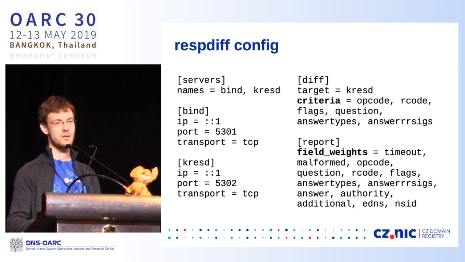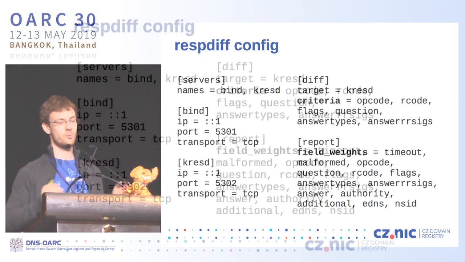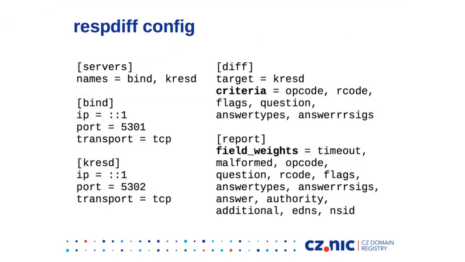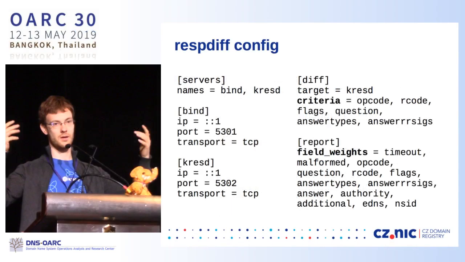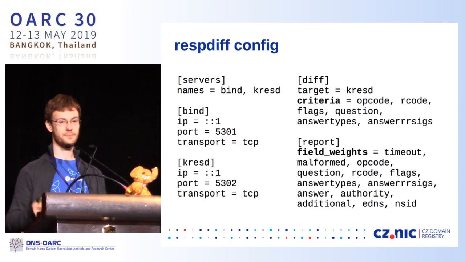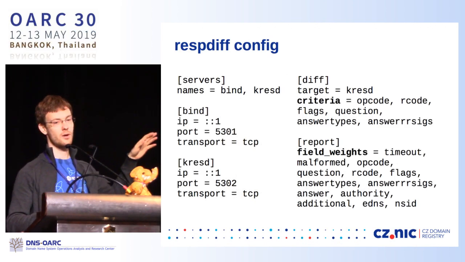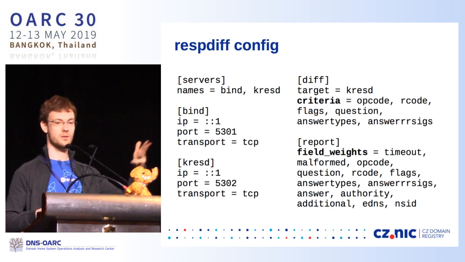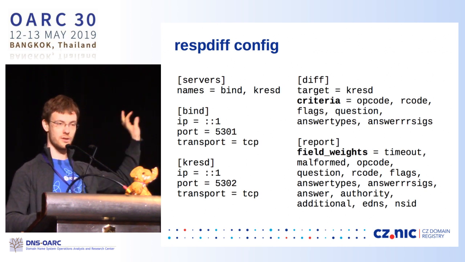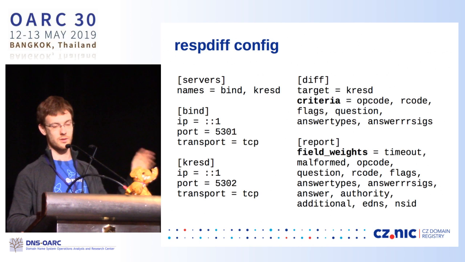This is an example of a configuration file. Basically, there is an IP address, port, and protocol for every endpoint you want to test. And then there is a list of so-called criteria, which are basically the fields in the DNS answers which we want to match. In this case, we are comparing opcode, rcode, flags, question, answer types. I will get to the meaning of this in a minute.